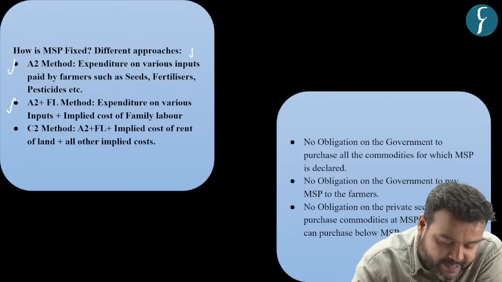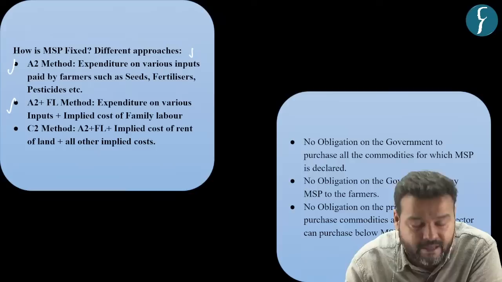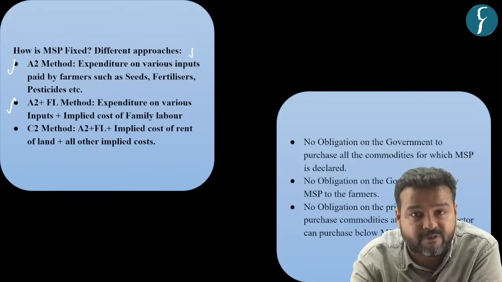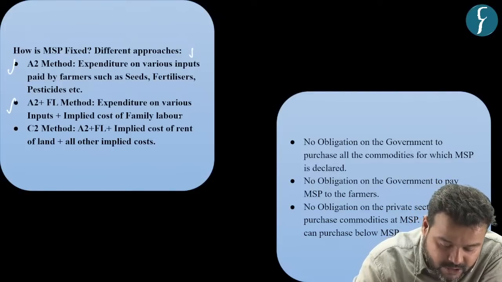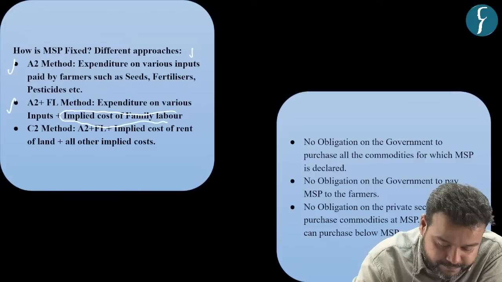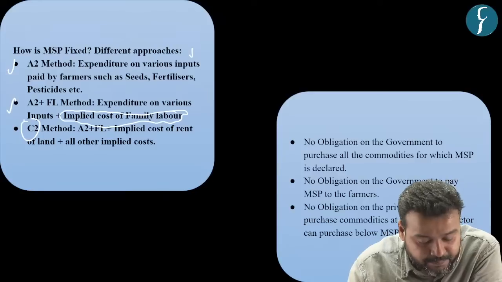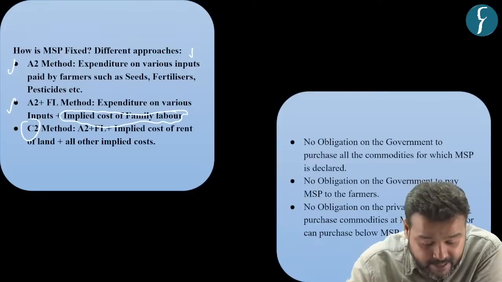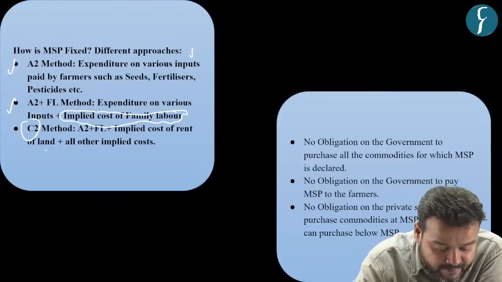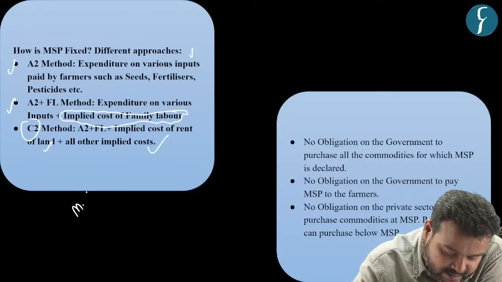Another method is A2 plus FL method. Now A2 is expenditure on various input like you did in the first method. Additionally, you also add implied cost of family labor. Now the third method, that is C2 method, is A2 plus FL, that is first two, plus implied cost of rent of land plus all other implied cost. Now, this was suggested by MS Swaminathan Commission.